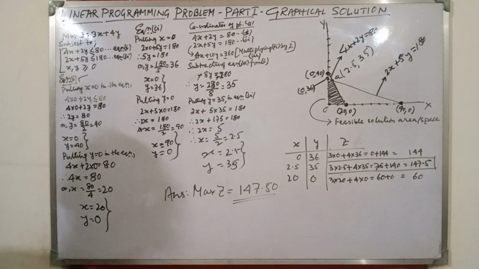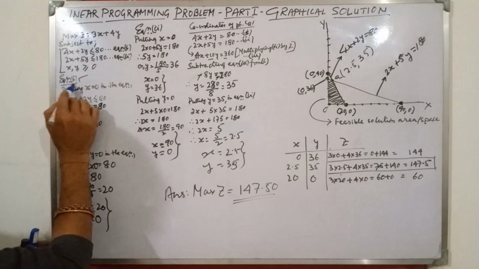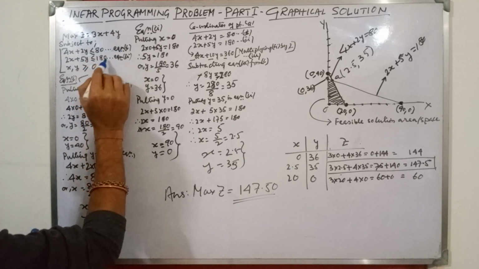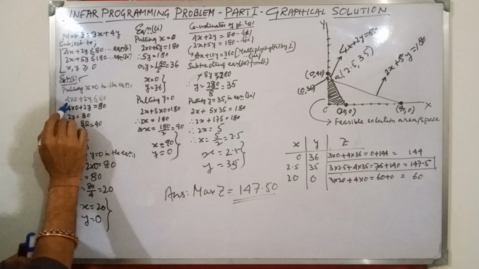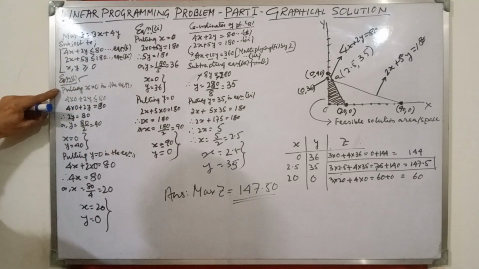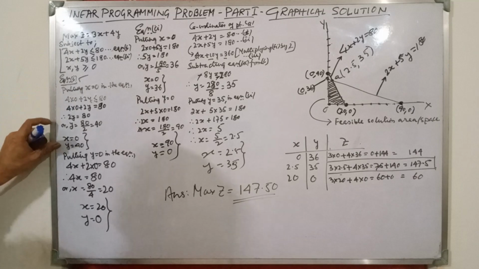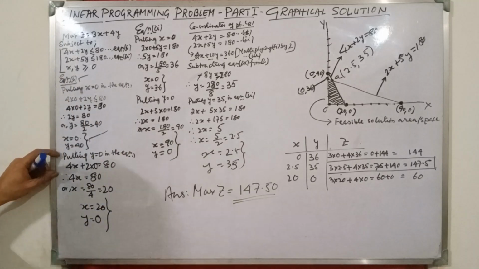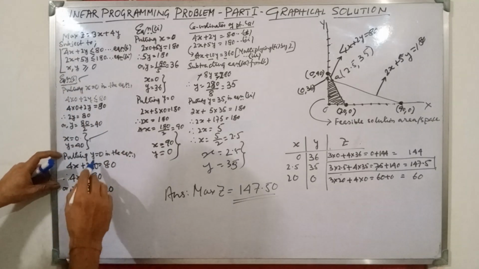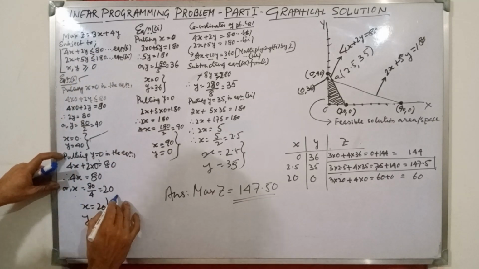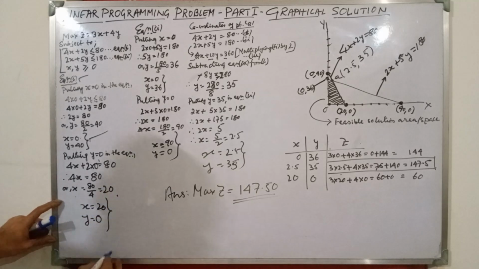We have started with the constraints and the objective function. First, we have taken equation number 1. This is equation 1 and this is equation 2. We put the value of x as 0 in equation 1 and found the value of y. So we get one set of values, x equals 0 and y equals 40. Then we put y equals 0 in the same equation and calculate the value of x as 20. So we get another set of values, 20, 0.